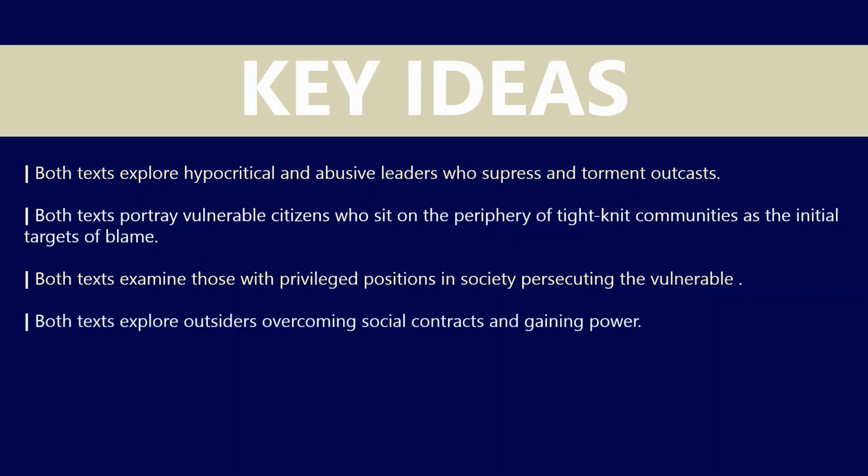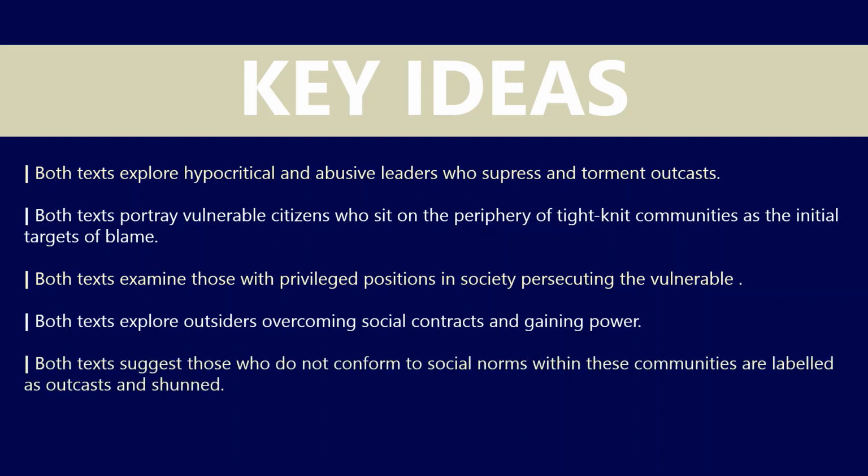The next one, that both texts explore outsiders overcoming social contracts and gaining power. Again, we're sort of thinking a little bit about Abigail Williams there. The idea that both texts suggest those who do not conform to social norms within these communities are labelled as outcasts and shunned. And the idea that both texts depict insular communities devoid of individualism. And again, this idea about conformity or a lack of conformity, or the result of those who are excluded by society who do not conform to the general consensus.